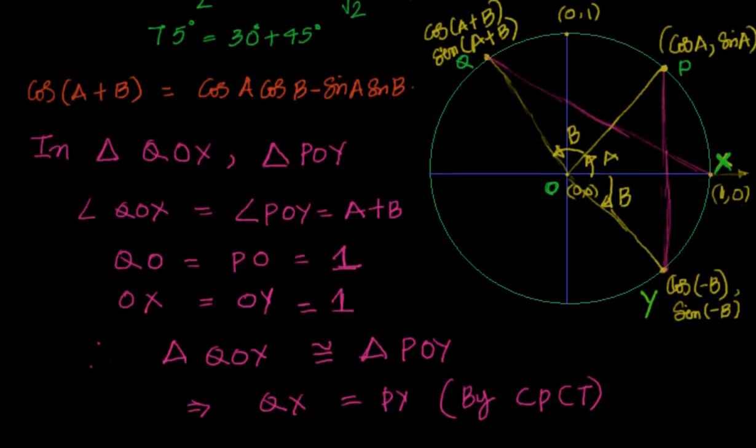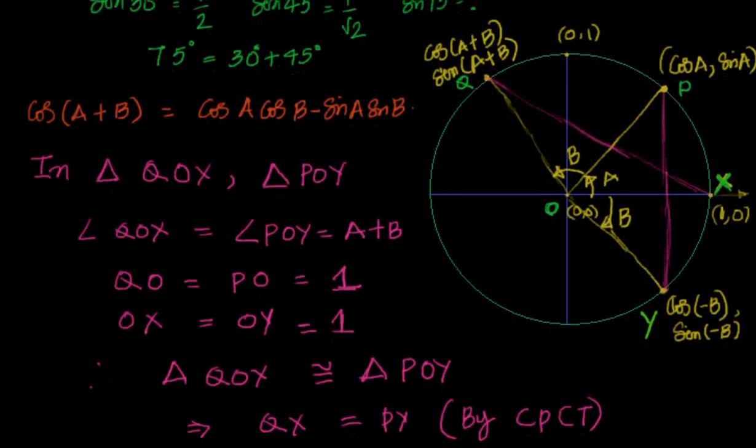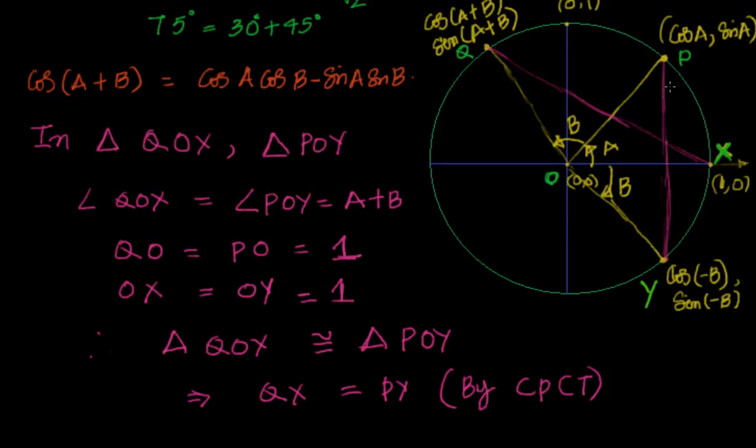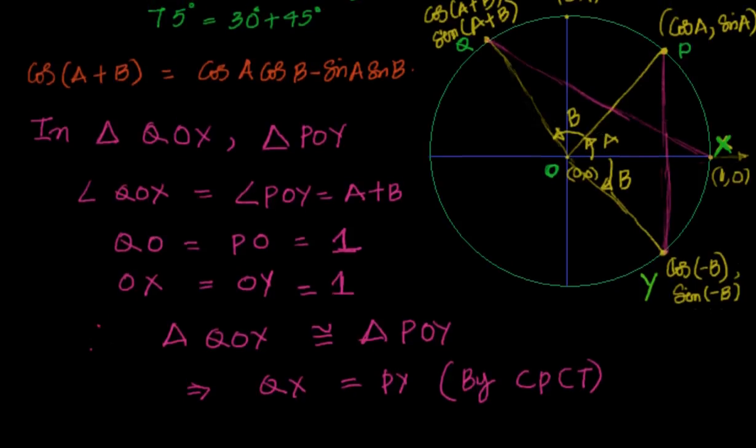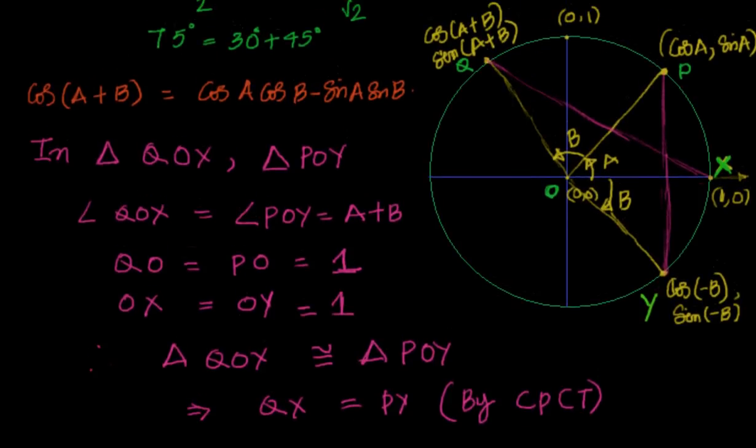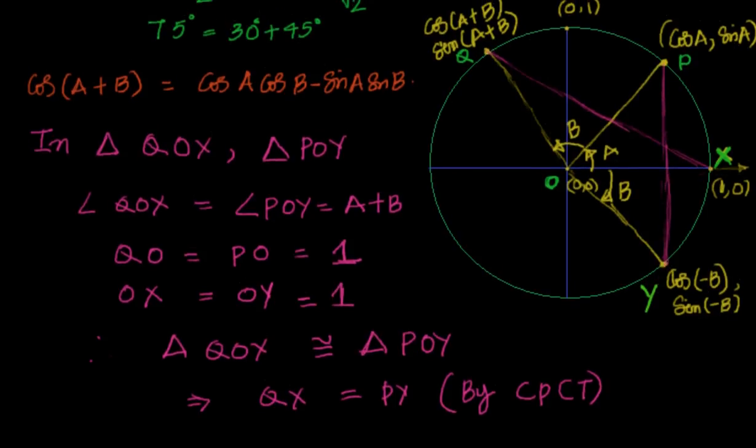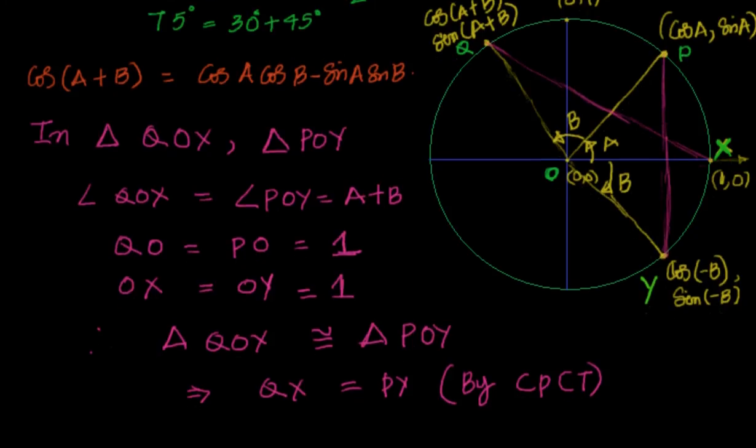But I know the coordinates of Q, X and P, Y. This is getting interesting. Now I know the coordinates, so I know the distance between two points. I can apply that logic and I can find out any relation between them. So we'll take it forward here. In the next step, I will change the color so that we go ahead with the main logic. So we say QX equal to PY, or QX square is equal to PY square.